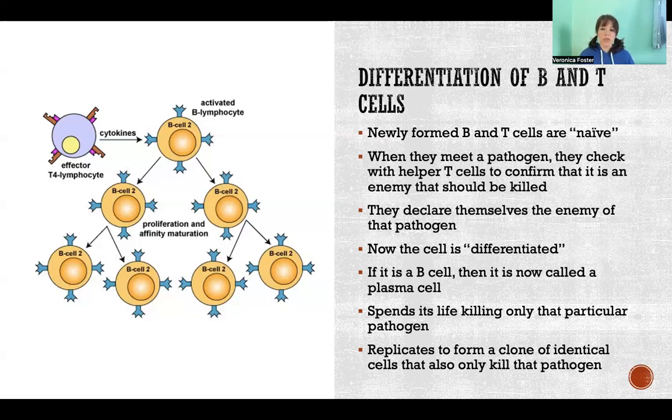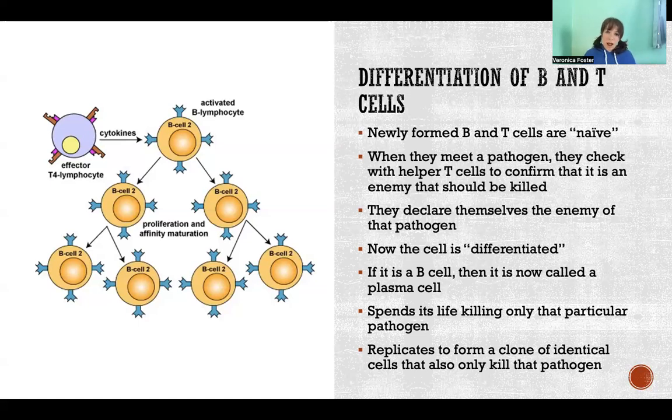It also will then go through clonal selection, which is where that B cell then replicates itself and makes a whole army of clones that are exactly identical to that original cell. So basically, there's two ways that B and T cells come to be. The naive ones are produced in the red bone marrow. So those are the blank slate cells that could kill anything.